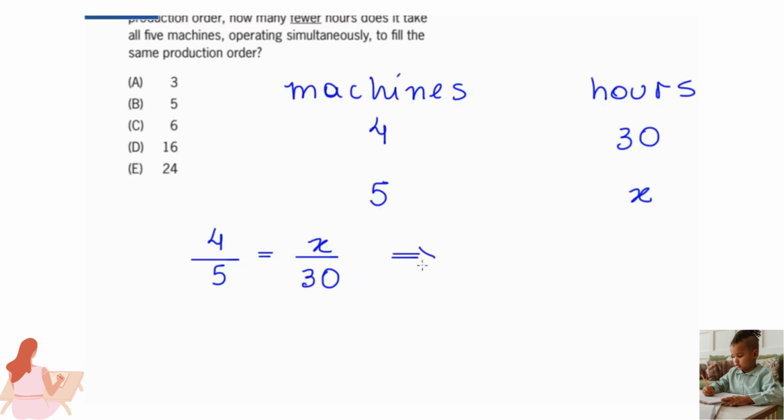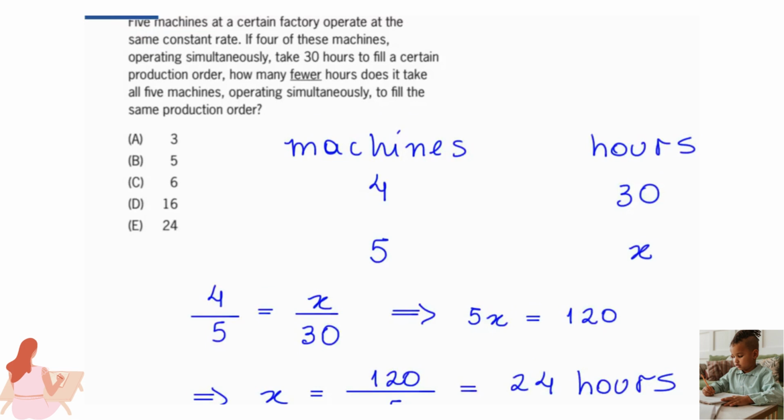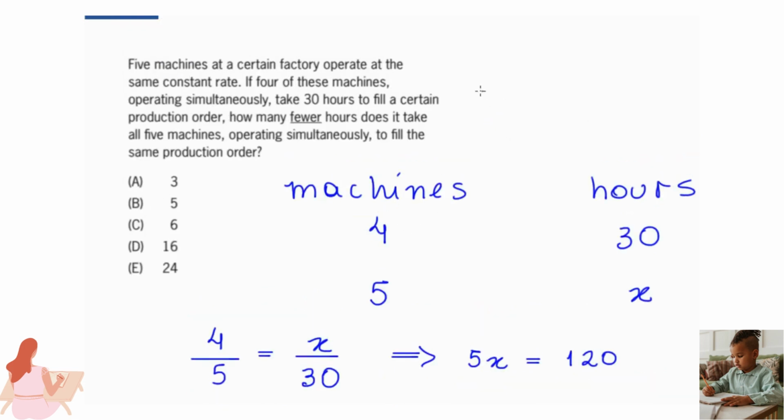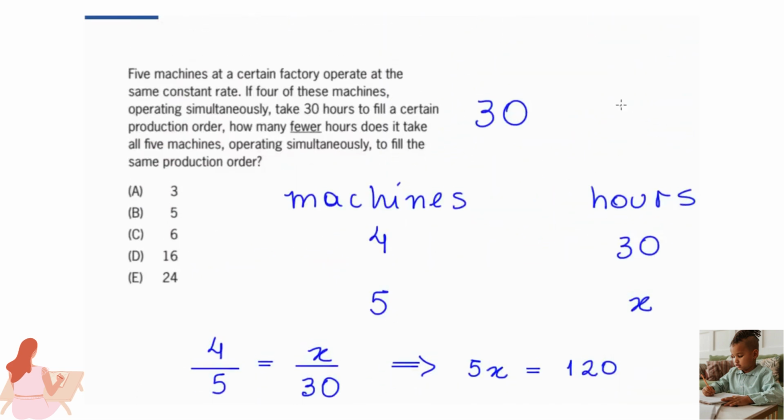Okay, so we get that 5 times x is 5x, and 4 times 30 is 120. So this implies that x must be equal to 120 divided by 5. 120 divided by 5 is 24 hours. So 5 machines do the same job in 24 hours. We know at the beginning that 4 machines do the job in 30 hours, and 5 machines do the job in 24 hours. So the answer to how many fewer hours it takes 5 machines operating simultaneously to fill the same product order is 30 minus 24, we get 6 hours. So the answer of this question is letter C.